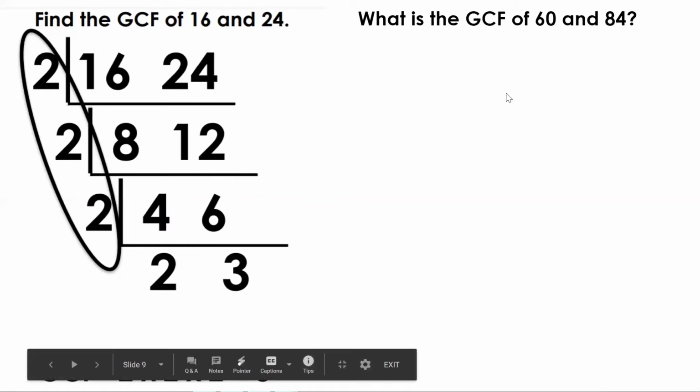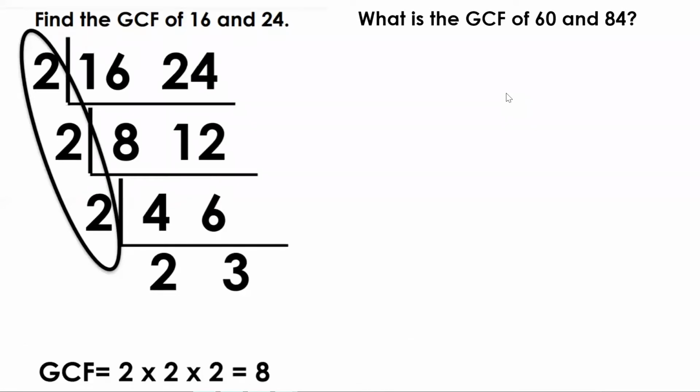So we're going to do one together. We're going to find the greatest common factor of 60 and 84. Now, first thing we need to do is write 60 and 84. Oops, that was super messy. Sorry, guys. It's hard to write on a computer screen. And put them inside of our cake, like so.